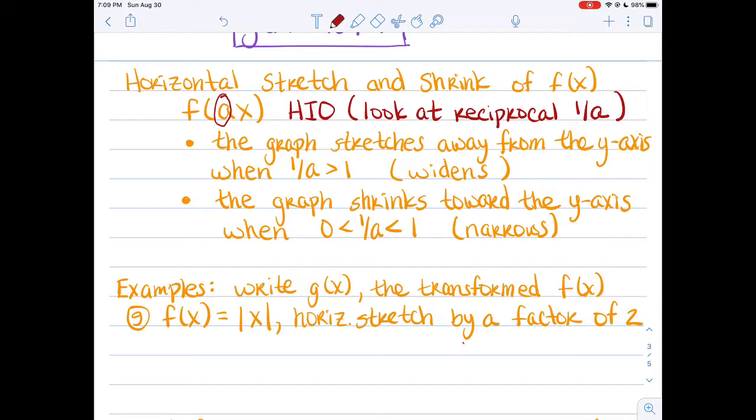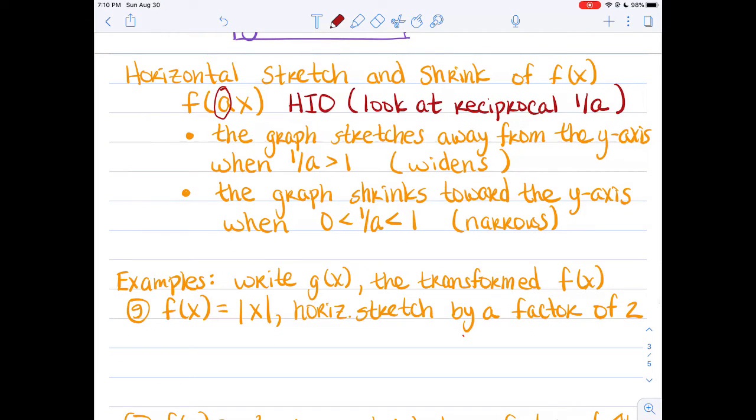So when we state that our graph is stretching away from the y-axis, a horizontal stretch, that means that our 1 over a value is greater than 1. 1 over a is greater than 1, and we are widening in that case. And then the graph shrinks towards the y-axis and away from the x when our 1 over a, our reciprocal, is between 0 and 1, and this causes the graph to get narrower.